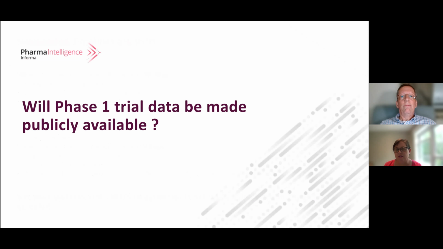So there's a lot of questions that we've heard about phase 1 trials being made publicly available. Can you give us any additional information about that? Yeah, so on the EudraCT system in the current application, phase 1 trials are publicly visible, but only if they have pediatric participants or are part of a pediatric investigation plan. Phase 1 trials in adults only are not made publicly available currently.